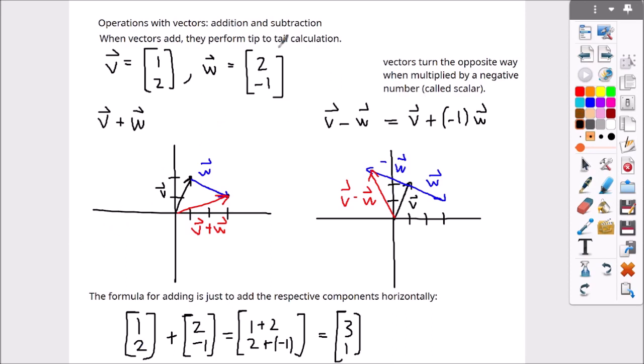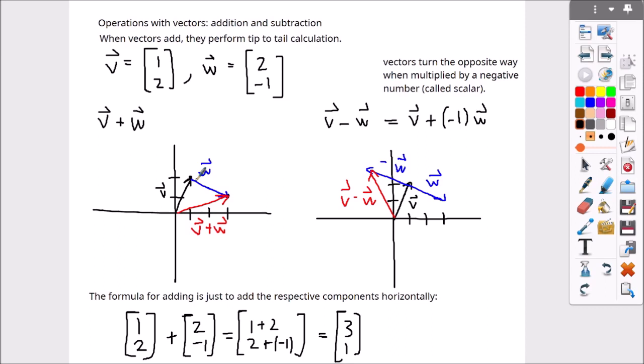That means, first of all, what does tip to tail calculation mean? So you take your first vector, you put it at 0, 0. You put the initial point at 0, 0. This is called a position vector, because the vector is pointing at the position of the terminal point. Those are very useful, and we will use them most of the time. So you take that tip of v and you attach the tail of w on the tip of v, and then you continue.